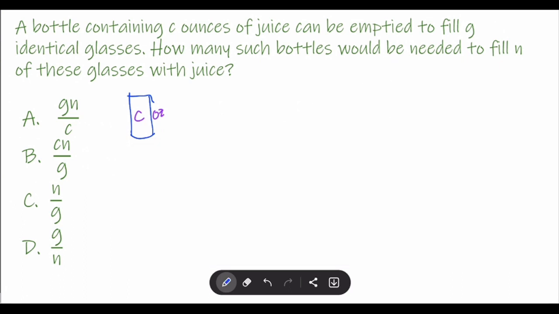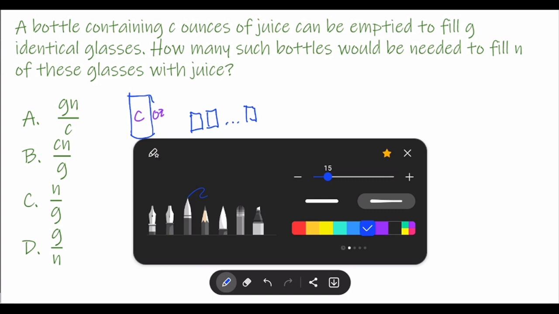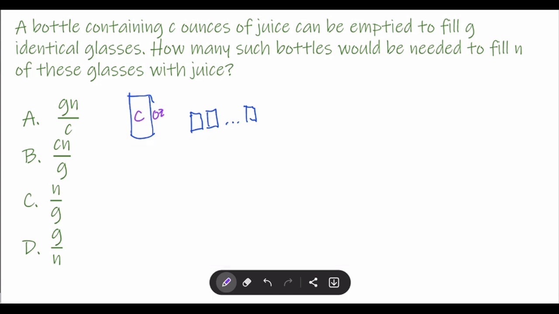So if we're going to illustrate some glasses here and so on, we don't know how many, but what we are only given is that there are G number of identical glasses. So this is the G. G is the number of glasses there are for each bottle of juice.